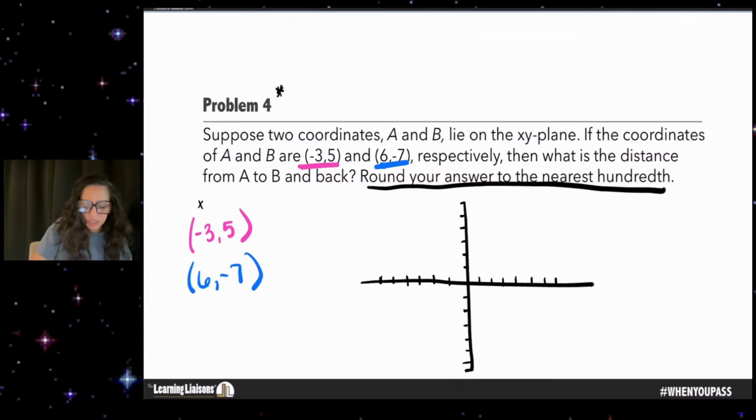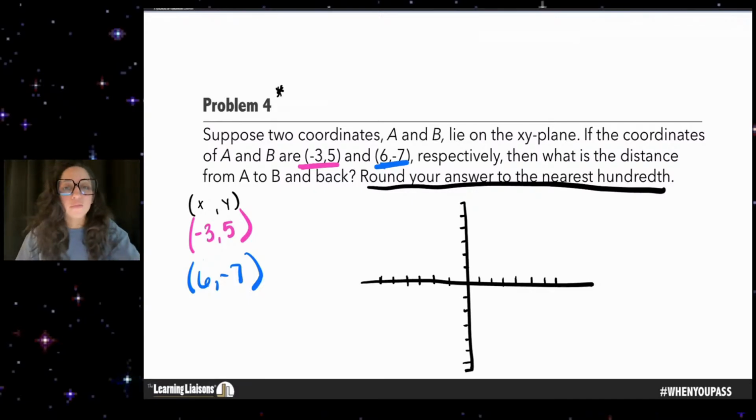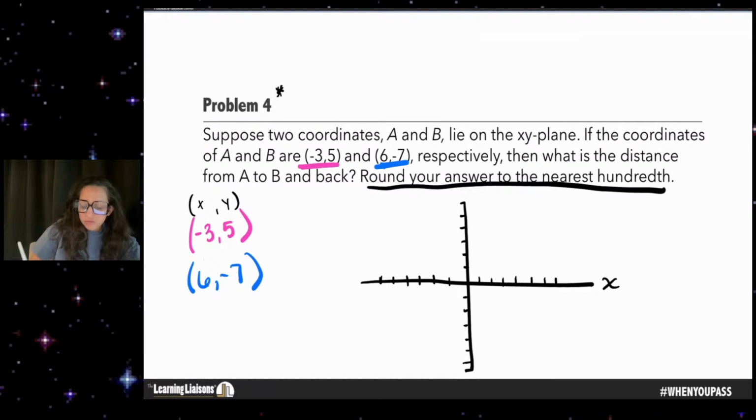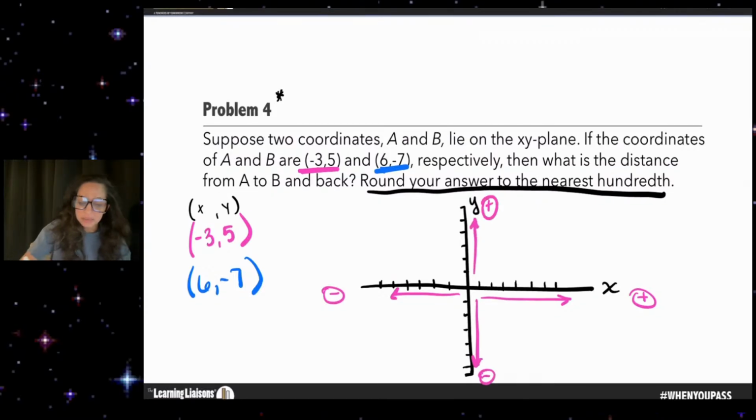Our X is listed first, and then our Y. X comes before Y in the alphabet. X comes before Y in a coordinate plane. With that, we always evaluate our X first. So we're going to do X, then Y. I'm going to go across my X-axis first and then up on my Y. So negative is going to be this way. Positive is going to be this way. Negative is going to be down. Positive is going to be up. All of that makes sense, right? I'll leave the negatives and positives, but I'm going to get rid of these arrows so it doesn't junk up what we're trying to do.